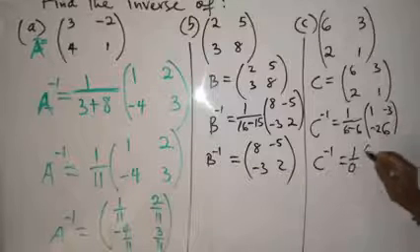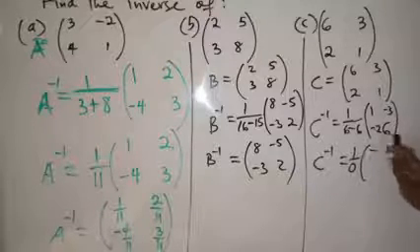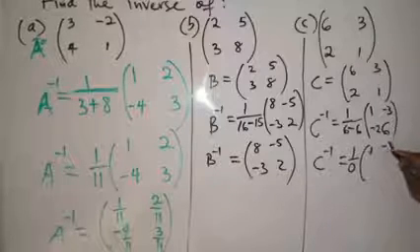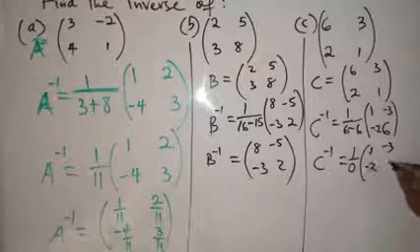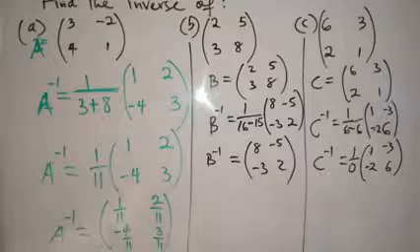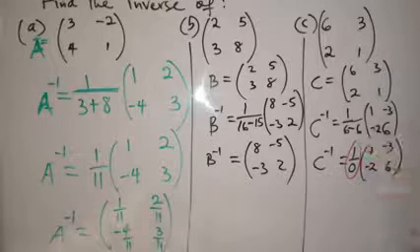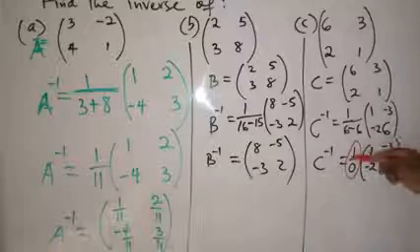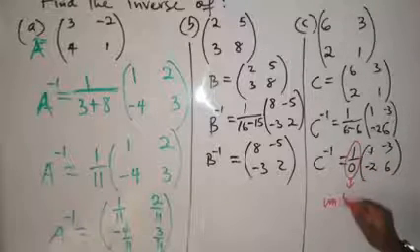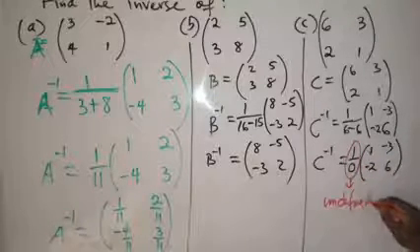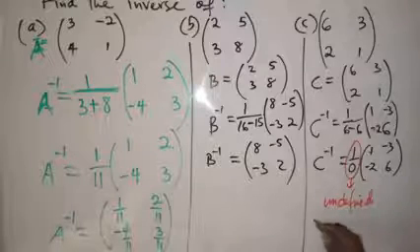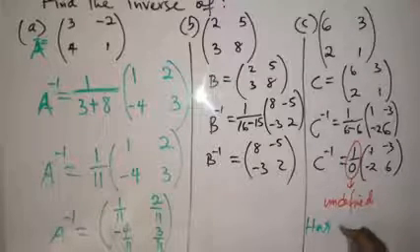Look at it. 1 over 0, minus, this is 1, 1, this is minus 3, this is minus 2, and this is 6. This part, let me show you properly. This part is undefined. Any number over 0 is undefined. So it has no inverse.